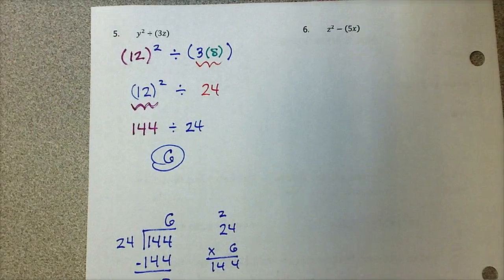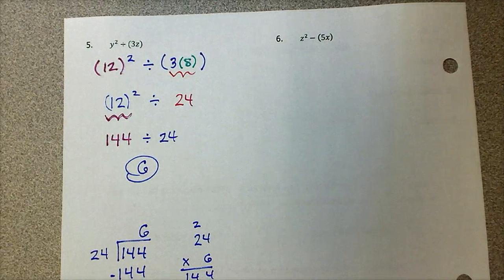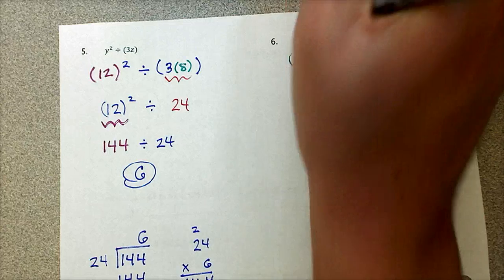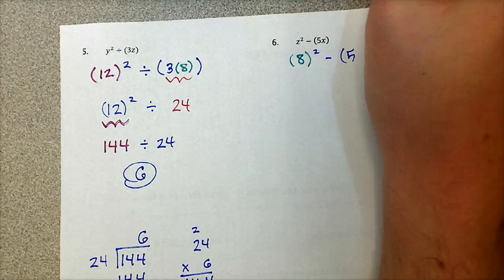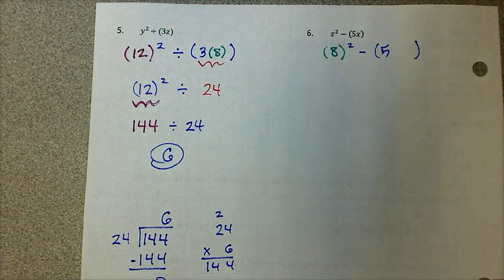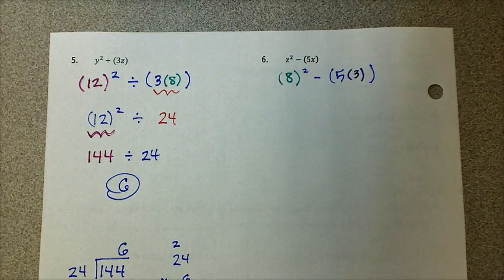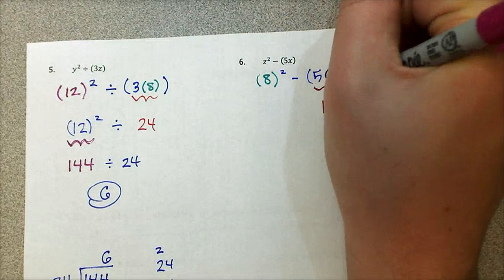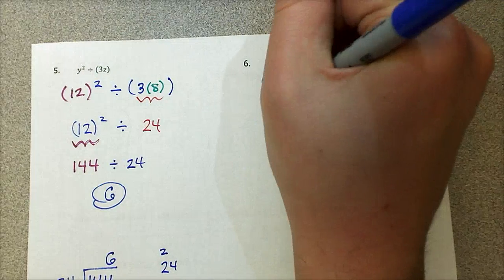Okay, last example, number 6, z squared minus 5x. So I know z is 8, so this will be 8 squared minus 5 times x is 3. And again, we're putting that 5 times 3 in parentheses, so that means we'll start with 5 times 3 since it's already in parentheses. 5 times 3 is 15. So now we have 8 squared minus 15.